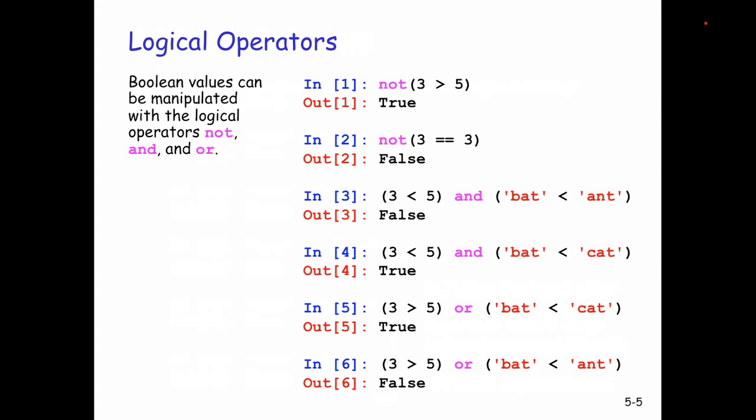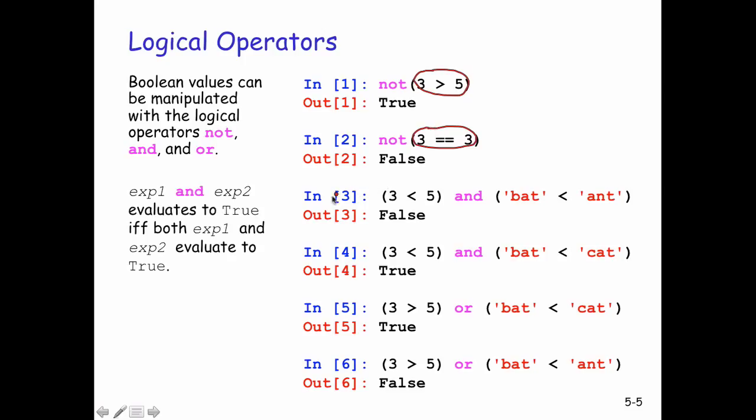Boolean values can be manipulated with the logical operators not, and, or. The not operator inverts the meaning of a Boolean. So not of true is false, and not of false is true. For example, since 3 greater than 5 is false, the not of that is true. And since 3 equals 3 is true, the not of that is false.